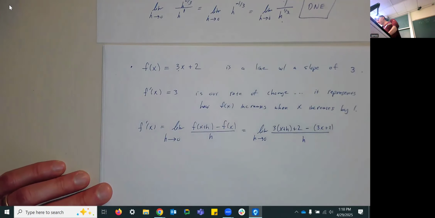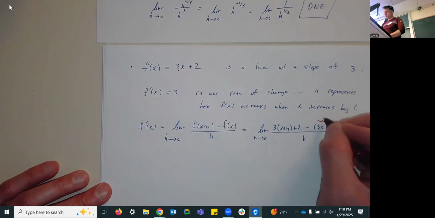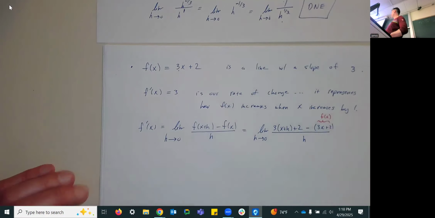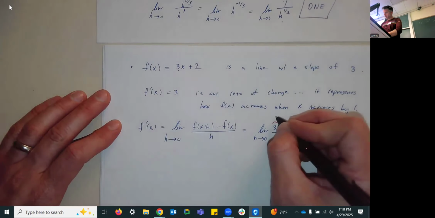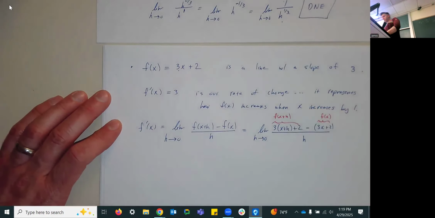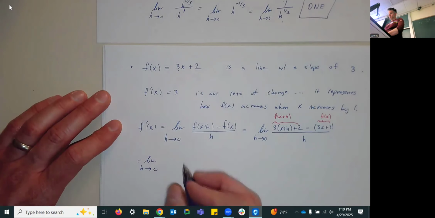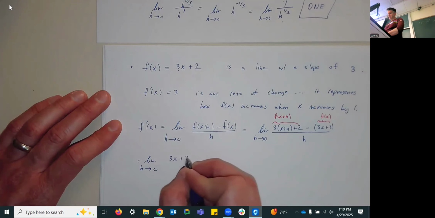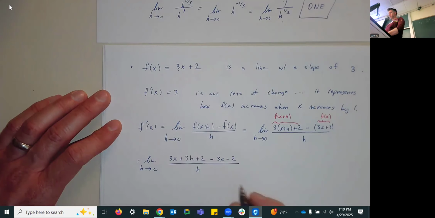I want to point out that whenever I do this, my f of x, I'm almost always putting in parentheses to make sure that the minus sign distributes to all the terms. Simplify. Limit as h goes to 0 of 3x plus 3h plus 2 minus 3x minus 2 divided by h.